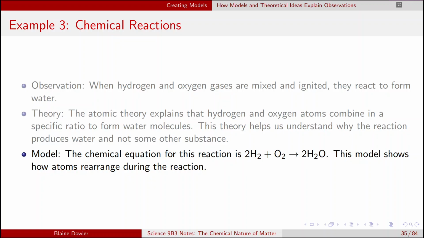We add 1 oxygen molecule, which also contains 2 oxygen atoms. When they react, it produces 2 water molecules, which is made of 2 hydrogen atoms and 1 oxygen atom. This model shows how atoms rearrange during the reaction.